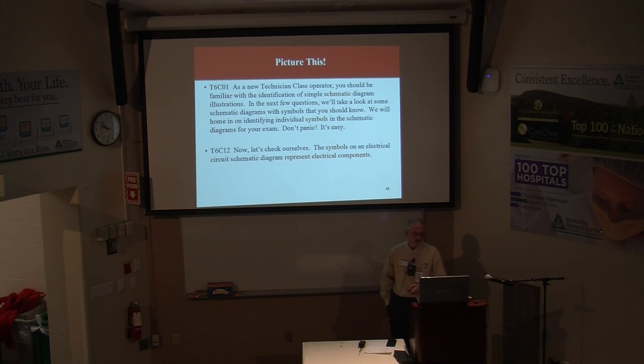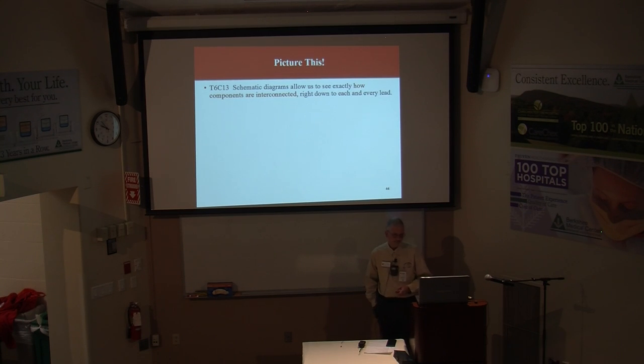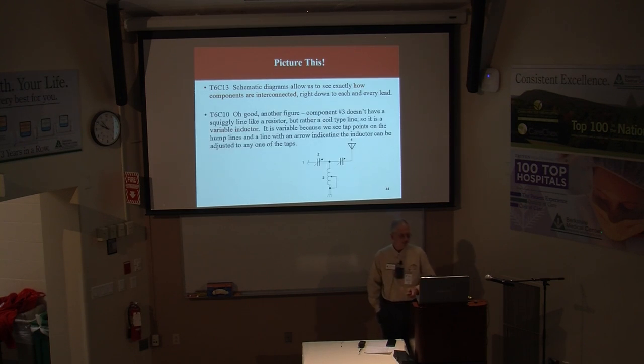The symbols on the electrical circuit schematic diagram represent electrical components. Before we get started, some of these will actually be on the test this afternoon. Unfortunately, not many. Schematic diagrams allow us to see exactly how the components are interconnected, right down to each and every lead. I hope that you can see that. The schematic diagram allows you to see exactly how the components are interconnected.